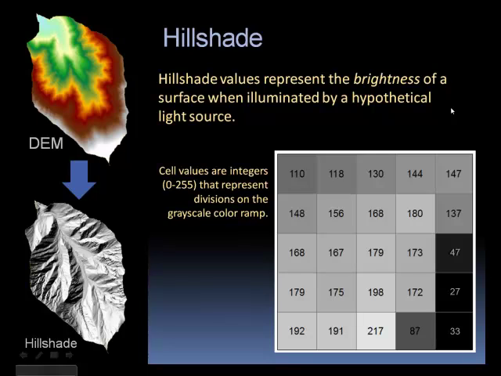So hillshade is an awesome visualization tool. It represents the brightness of the surface. But the cell values don't mean anything except for what color gray they are. So in a grayscale color ramp, there's 255 different bins of color, and these numbers represent those colors, the bin number. So hillshade is a fantastic visualization tool, and we use it all the time, but it should never be included on your legend because the values don't have any significance for your audience.